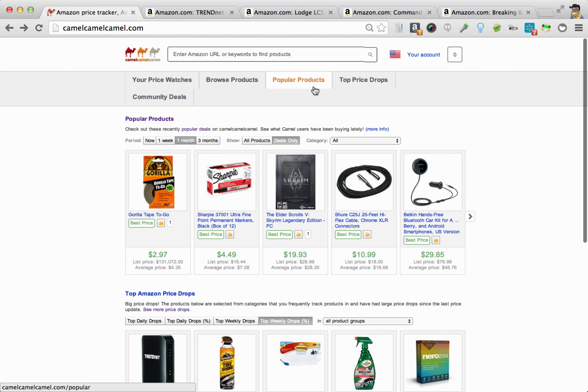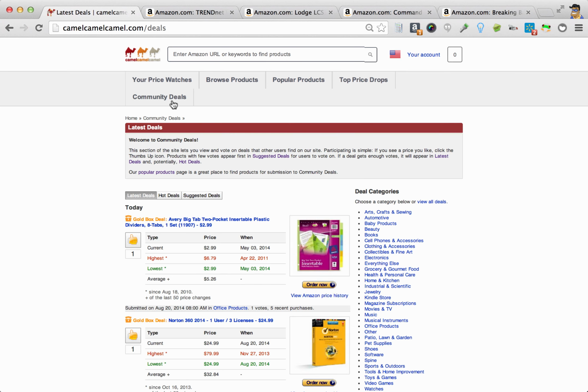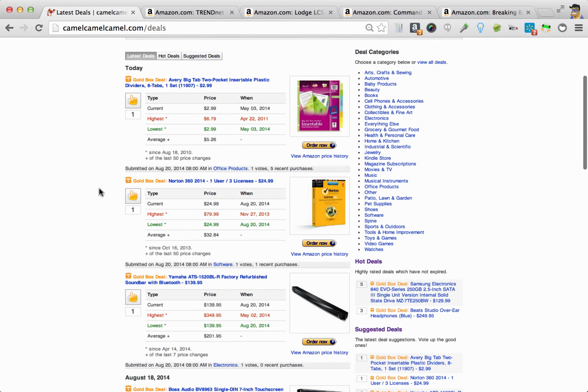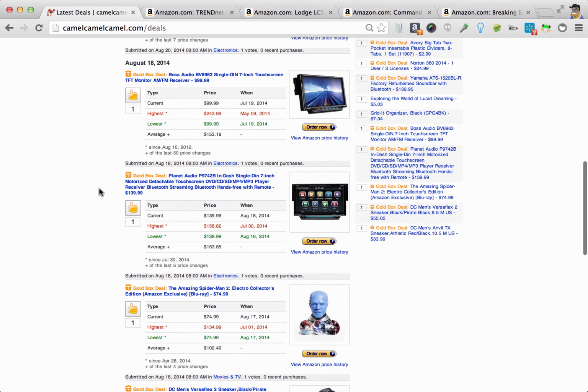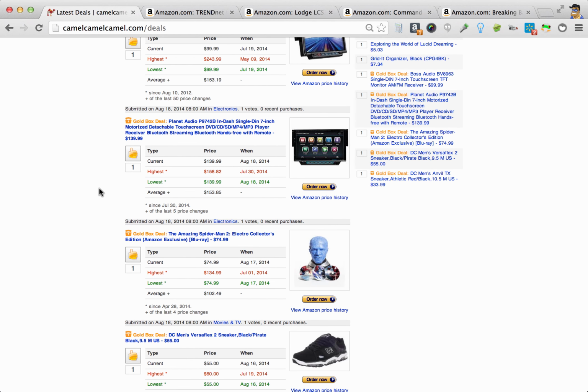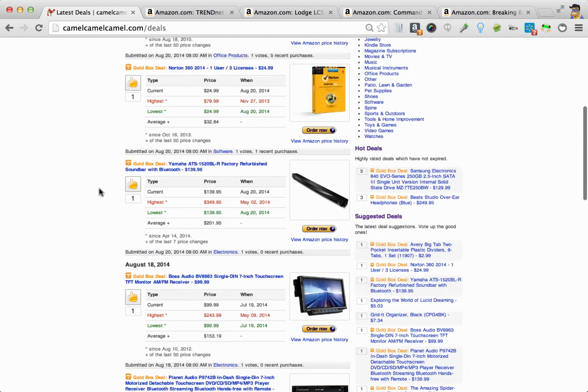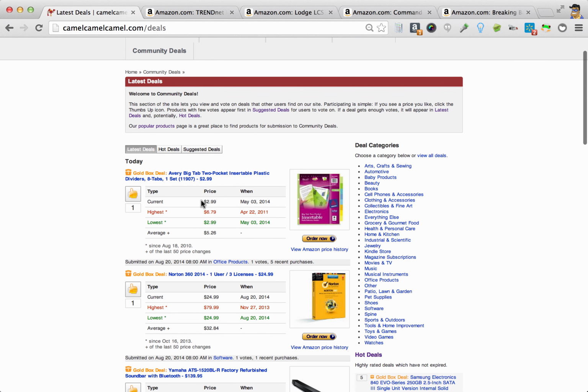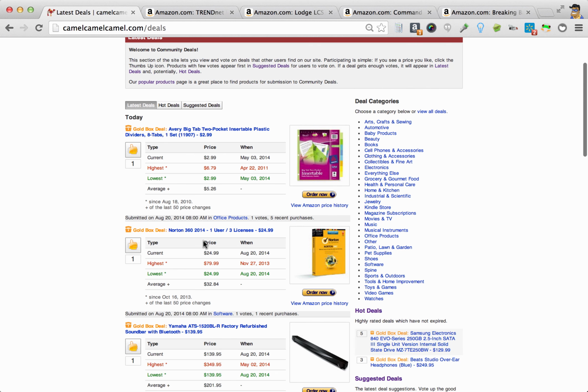All right, so before you look at top price drops, look at community deals. I wish there was a little more participation here. A lot of times it's just gold box and lightning deals. It's not really a lot of stuff submitted by the community. But what I'm looking for here, again, is current versus average. All right, so low price point, for the most part, not interested.